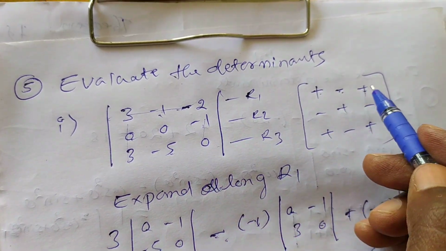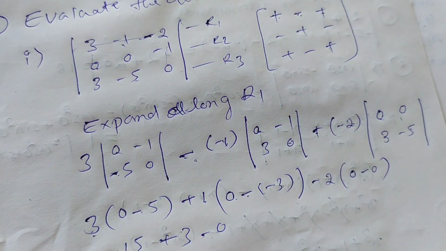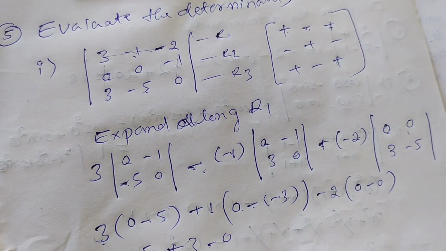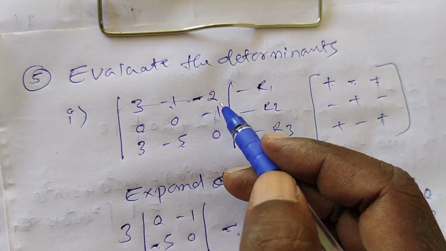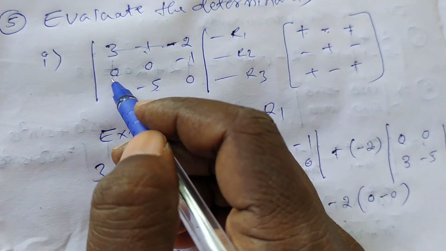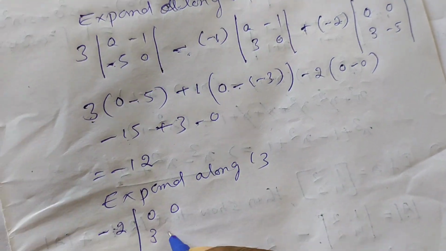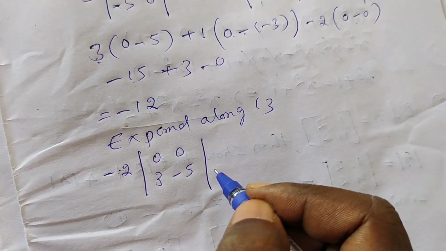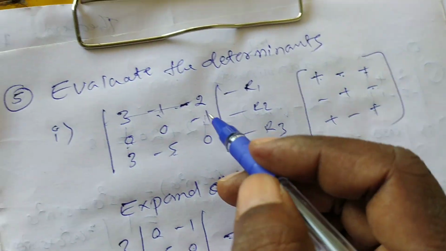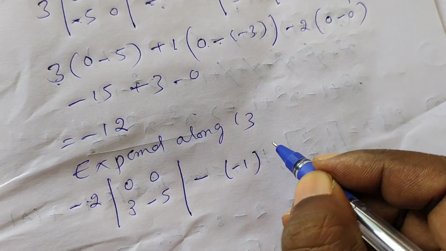So here the C3 is plus, the element is minus 2. Delete all the elements in the row and column in which minus 2 exists. First row, third column. That is 0, 0, 3, minus 5. Now your sign is minus, the element is minus 1. That is minus of minus 1.